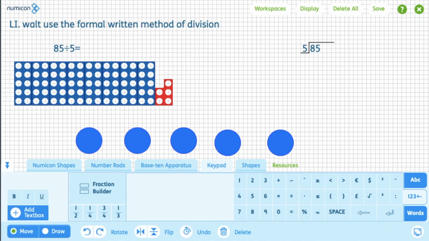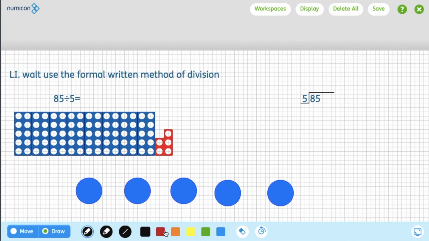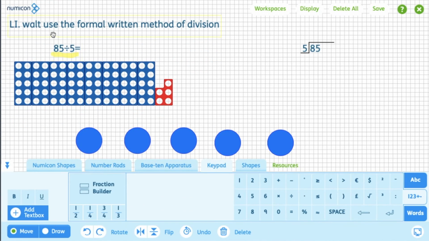Okay, today we're going to look at using the formal written method of division. So we're going to focus on this question, or the way that this question is written first. If we look at the question that we're going to start with, we have 85 divided by 5.